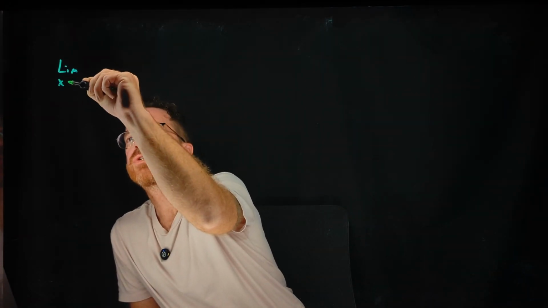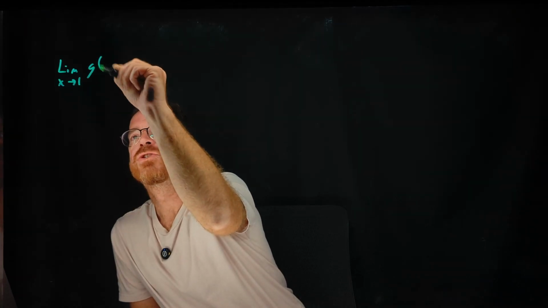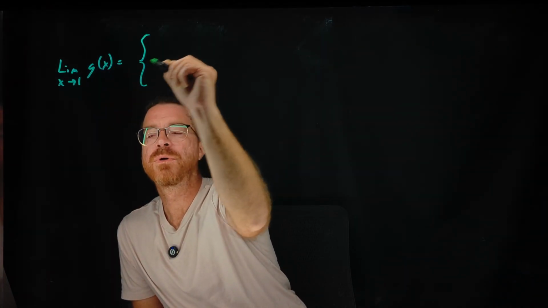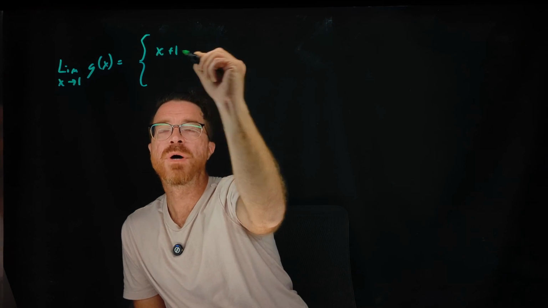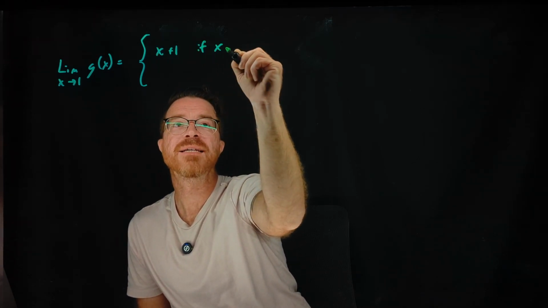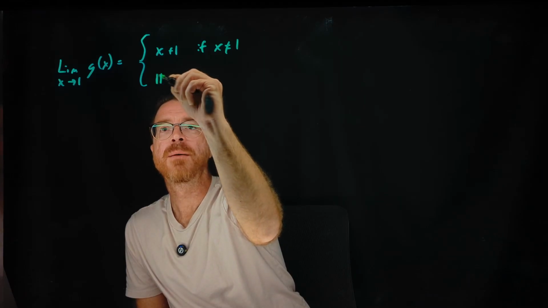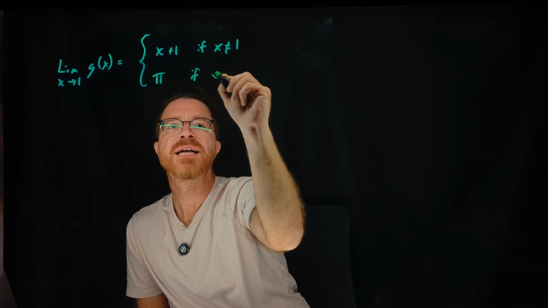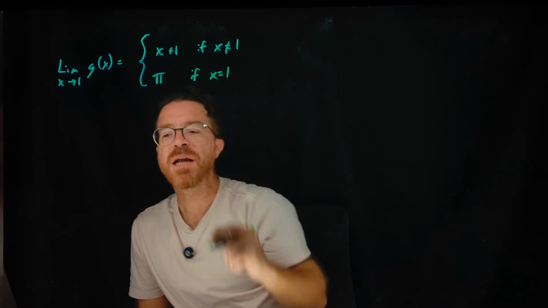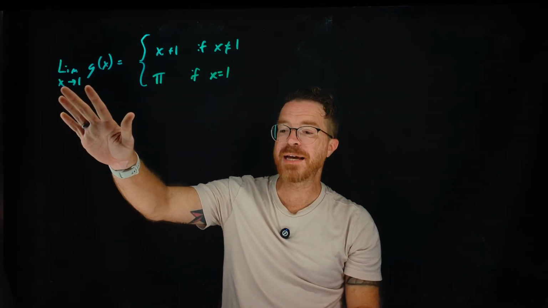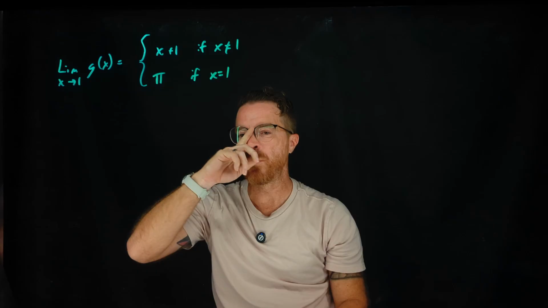So we're going to look at if we have the limit as x approaches 1 of g of x, where this is going to be equal to x plus 1 if x is not equal to 1, and this is going to be equal to pi if x is equal to 1. So now what we have to do is consider which of these the limit as x approaches 1 is going to be.